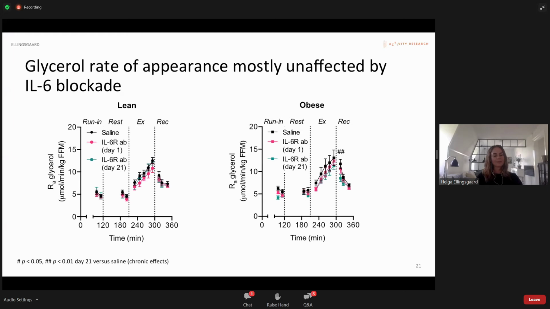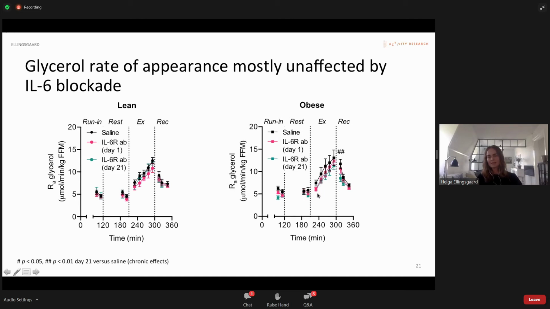So the mobilization of these free fatty acids into the circulation occurs as a result of lipolysis. Here we look at the rate of lipolysis, which is given by the rate of appearance of glycerol, and we see that it increases in both groups during the exercise bout. While there is no effect of IL-6 receptor blockade on lipolysis in the lean group, IL-6 receptor blockade has a small reducing effect on lipolysis in the obese group.